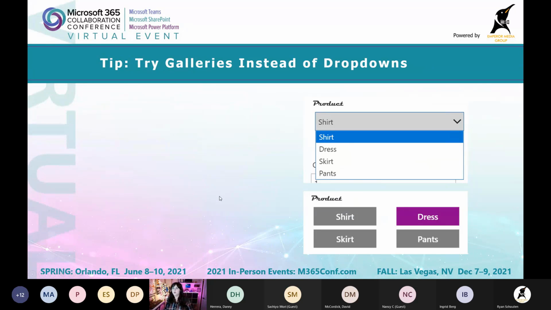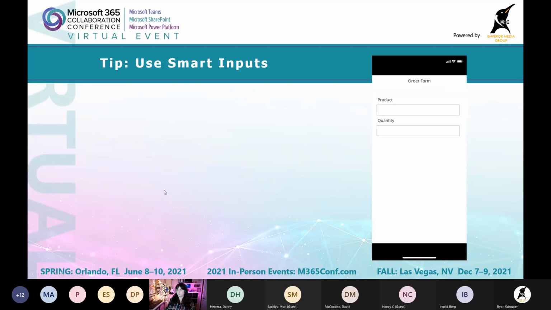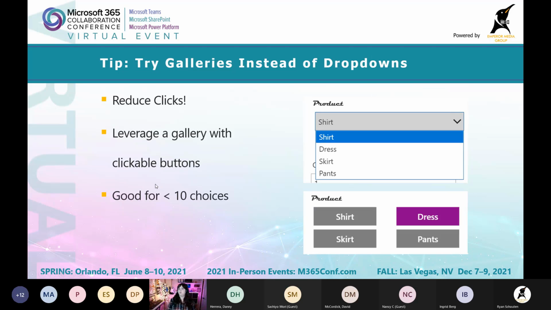All right, next, now we're going to get into some really focused tips here. Galleries instead of drop-downs. So this is a pretty cool one here. Now, there are times when you're building out a form or an application where you might need a drop-down selection of items, right? So it might be like a list of products. You might have shirts, dresses, skirts, and pants, right?